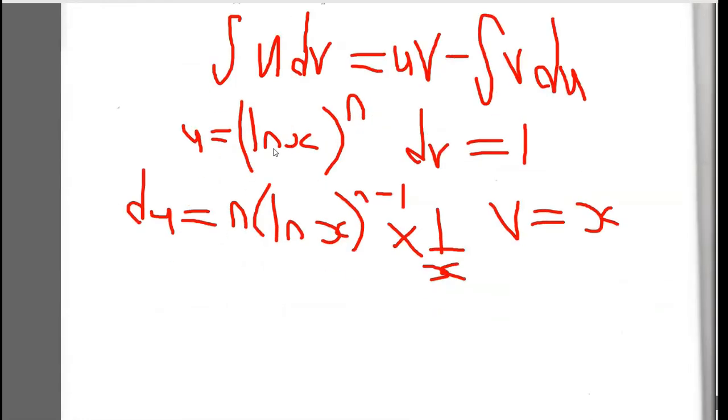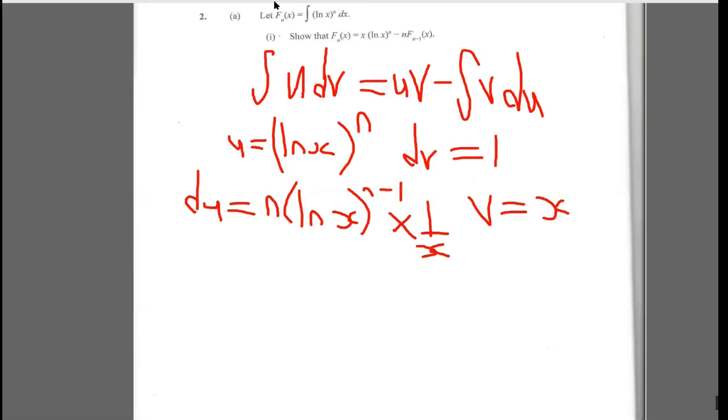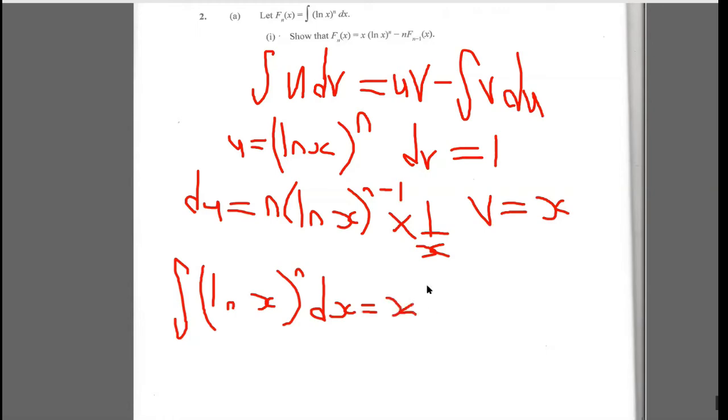All right, very easy. So now let's work out the rest of this question. The integral of u dv, that is the integral of ln x raised to the nth power dx, is equal to u times v. So it's equal to x multiplied by our original u, ln x raised to the n. It's that minus the integral of v du.